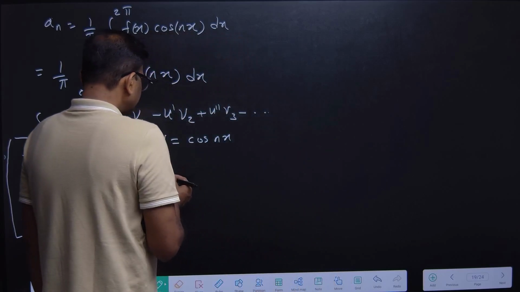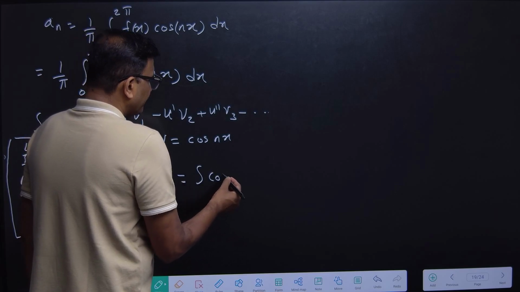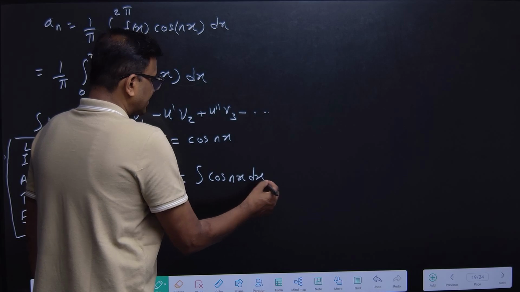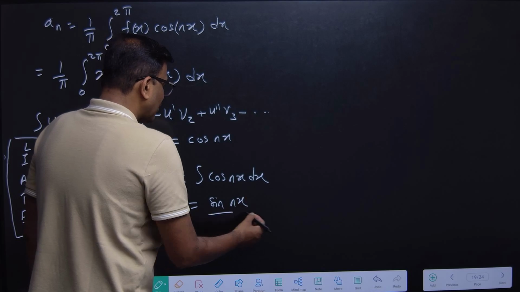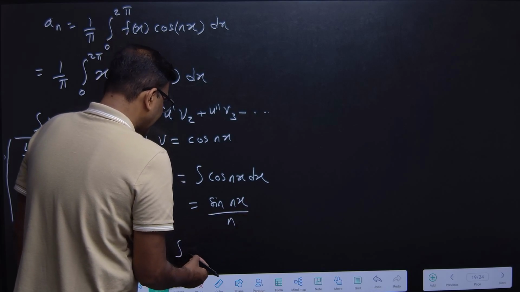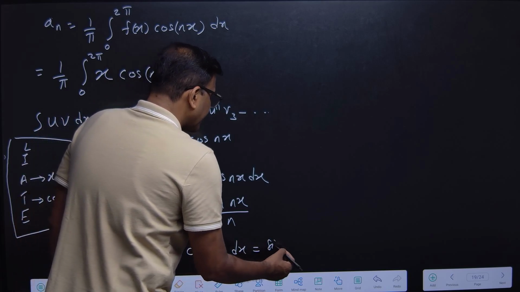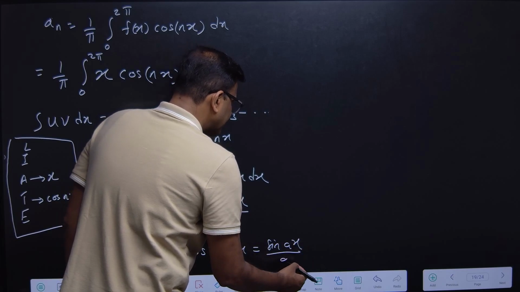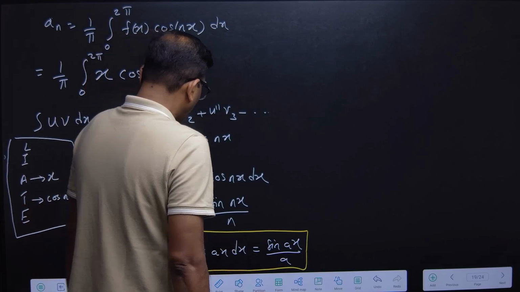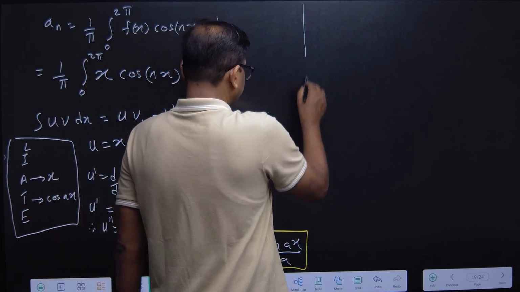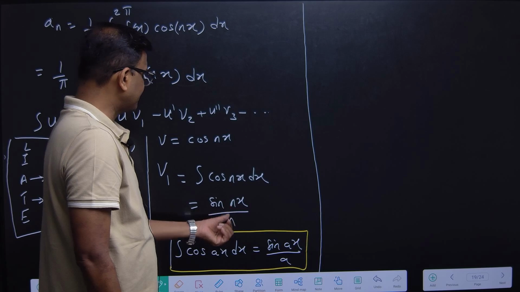Now v1 is the integration of v. v1 is the integration of cos of nx dx. So the integration of cos nx, we know, is sine of nx upon n. Remember, in general, the formula integration of cos ax dx is sine of ax upon a. This is the formula that we have. So using this, we can find v1. Here in our case, in place of a, it was n. So integration of cos nx becomes sine nx upon n.